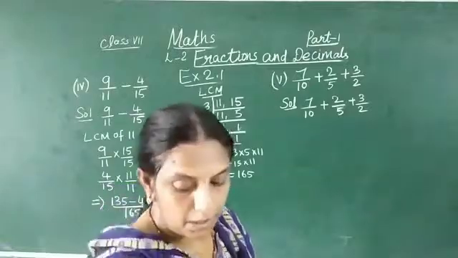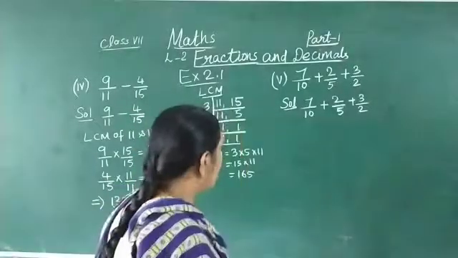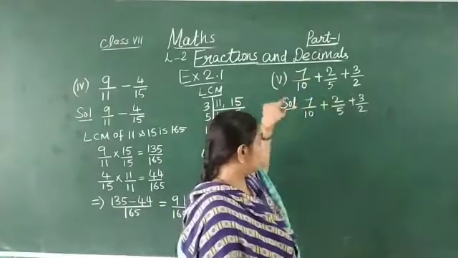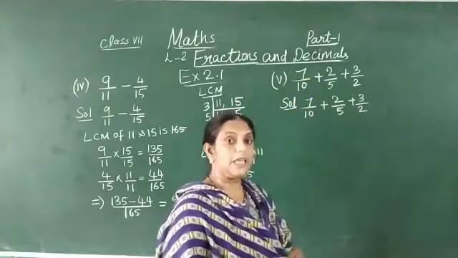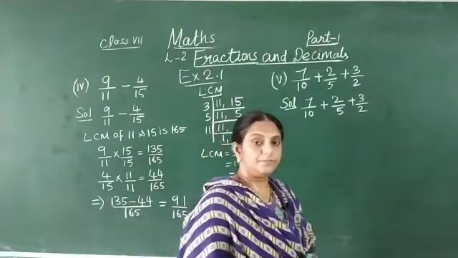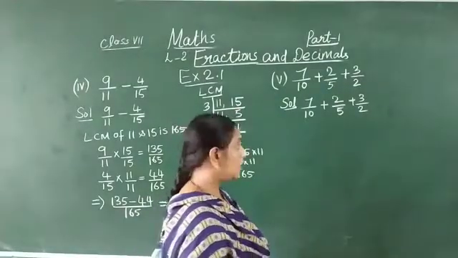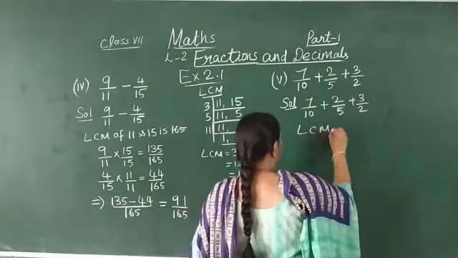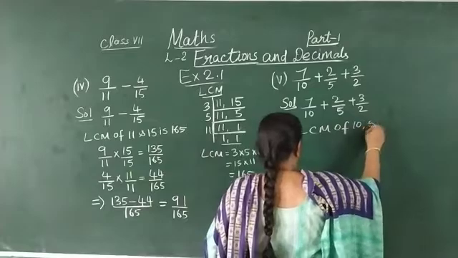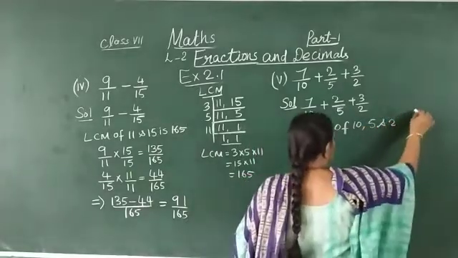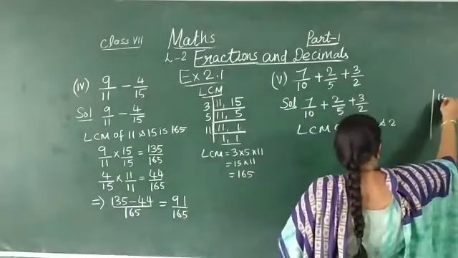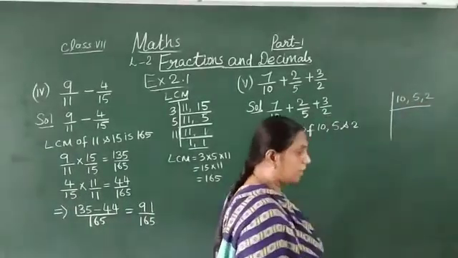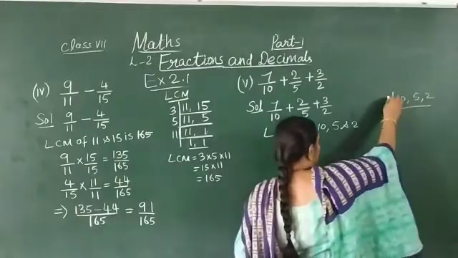Now we will go for question number 5. In question number 5 we are having 7 by 10, 2 by 5 and 3 by 2. Here also all the denominators are not equal, they are different. So now we will find out the LCM of 10, 5 and 2. So now here in the rough column I will write 10, 5 and 2. 10 and 5 will go in the 5 table. So I will make use of the 5 table.